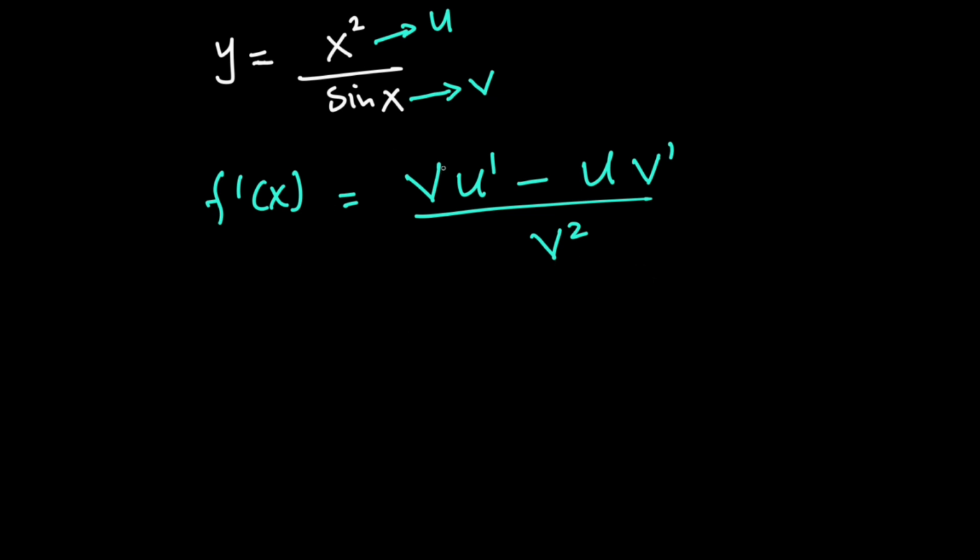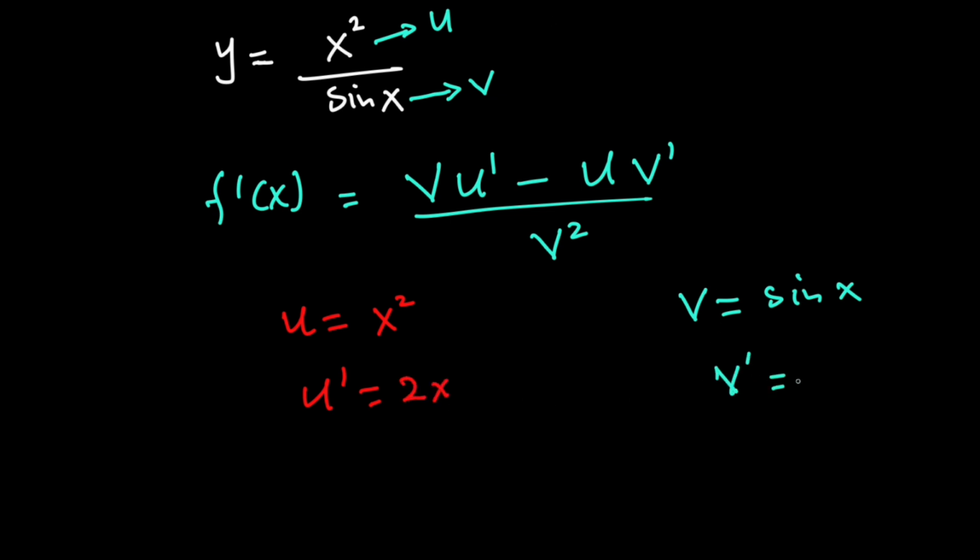So let's keep going. Now I'm going to let u be equal to x squared, and v be equal to sine x. So these are the two equations. Because we will be needing u prime, we have to differentiate this. When we differentiate u, we are going to be getting 2x. So let me go ahead and use the red marker. We're going to be getting 2x, and then when we differentiate v, we're going to be getting cos x.